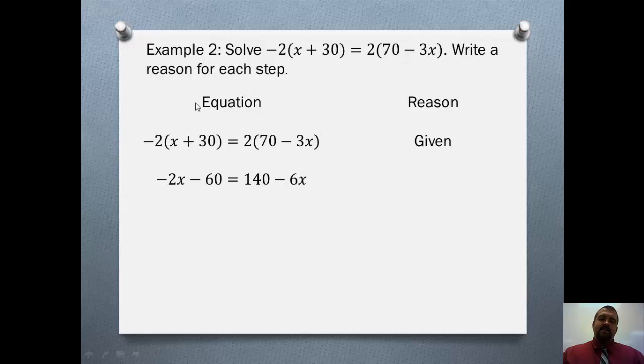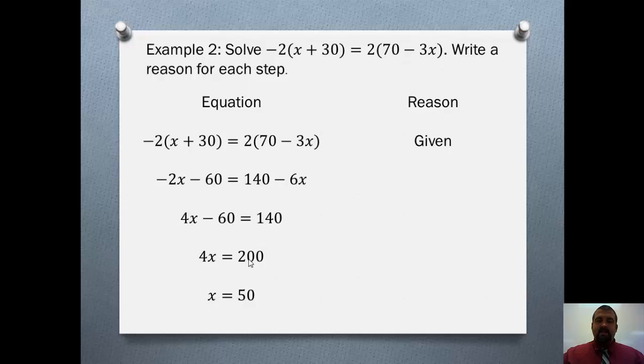Next thing I did is I distributed. I did negative 2 times x and negative 2 times 30 to get negative 2x minus 60. Here, 2 times 70 is 140, and 2 times negative 3x is negative 6x. After that, I added 6x to both sides. I noticed that it was negative 2x and negative 6x. To get all the x's on one side, I decided to add 6x to both sides, so 4x. Then, to get rid of this negative 60 here, I'm going to add 60 to both sides. I get 4x equals 200. The last step, divide both sides by 4, I get x equals 50. Sweet.